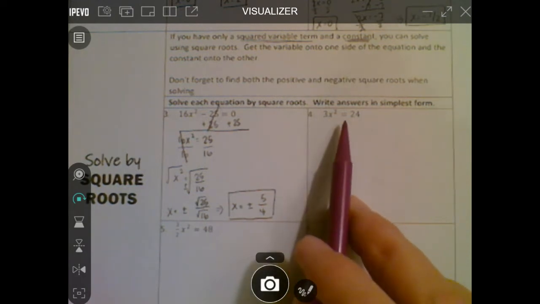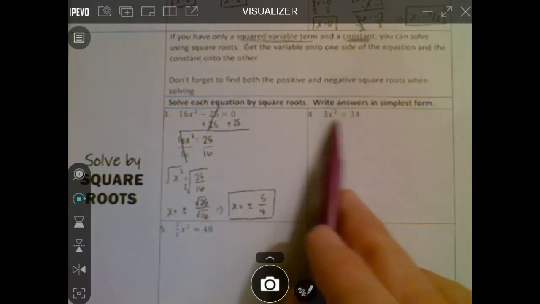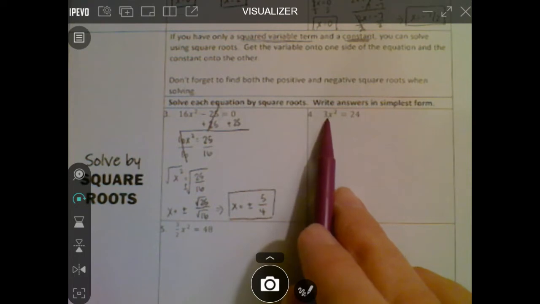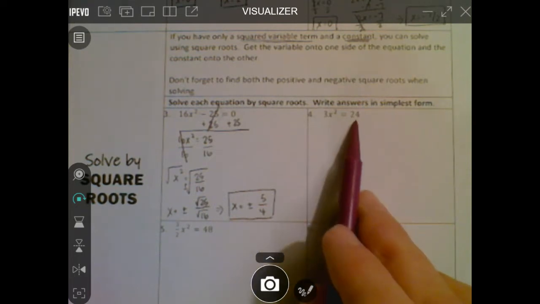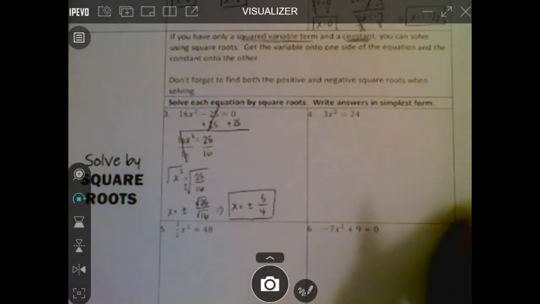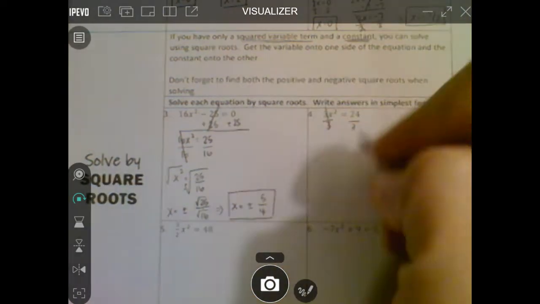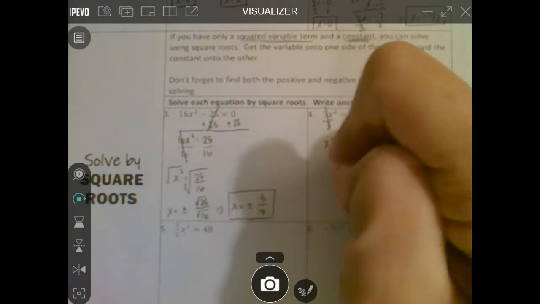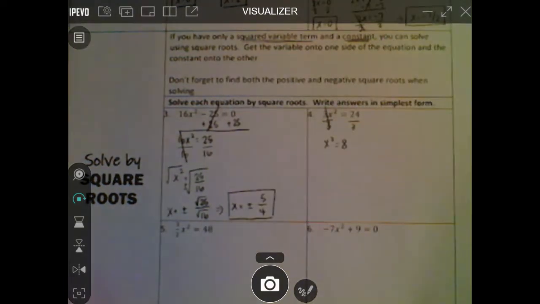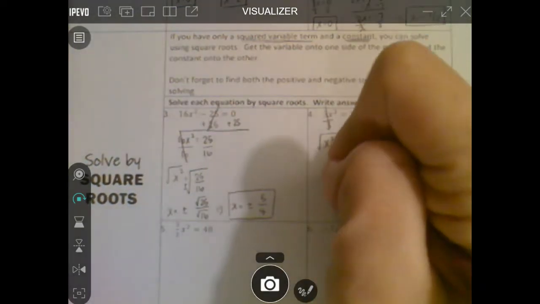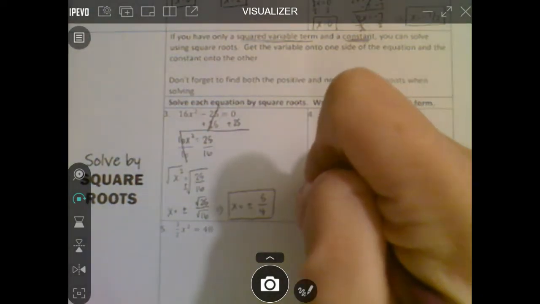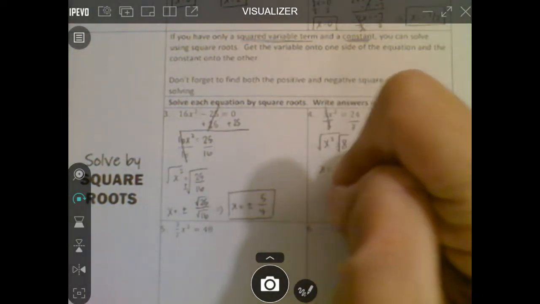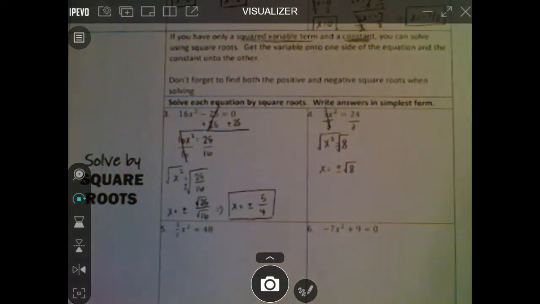All right, so same idea for number 4, except this one we don't have to move anything to either side because I have the squared term over here by itself, and then I have the constant term over here by itself. So I want to get the x squared alone. So I'll go ahead and divide each side by 3. And that's going to give me x squared is equal to 8. And then I want to take the square root of each side, which is going to give me x is going to be plus or minus the square root of 8.